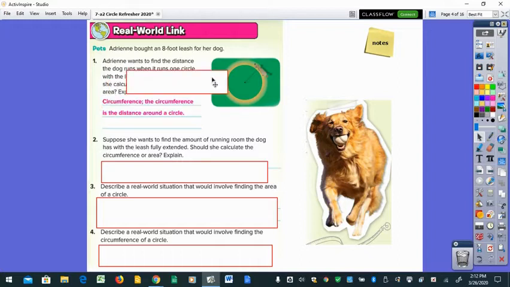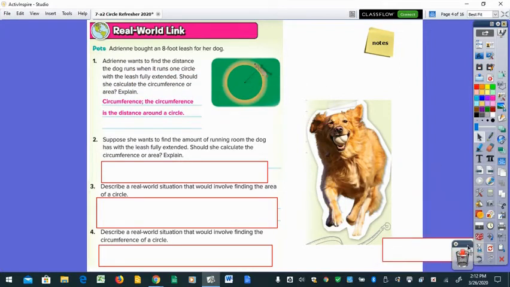So in this case, Adrian would want to find the circumference, and we're going to review how to do that in just a second. Now suppose instead of that, she wants to figure out how much space she's given her dog to run. So not just fully extended, but he could let the leash go slack and run over here, and he could come over here, and he could come over here, and he could run inside the circle all the way around.